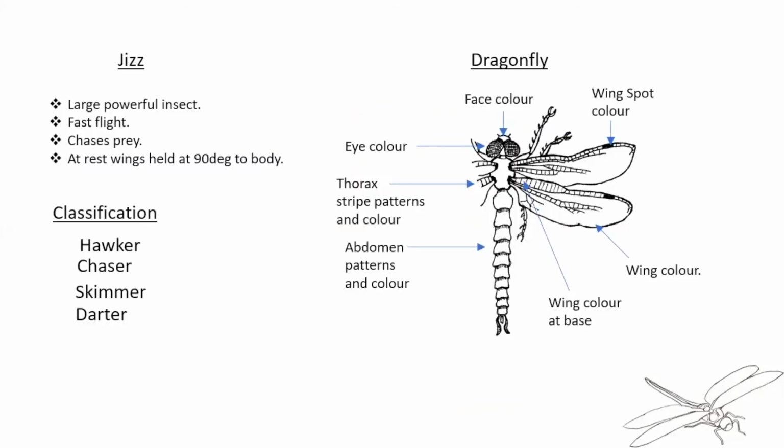We're going to dragonflies themselves now, the big beasts. Again, what we're looking for here are the face colour. That's that part that was sticking out in front of his eyes. Face colour, wing spots, wing colour. This will become more obvious than in the Damselfly series. Colour of his eyes, thorax stripes, patterns and colours, and then the abdomen patterns, colours all the way down here. And where possible, wing colour at base.